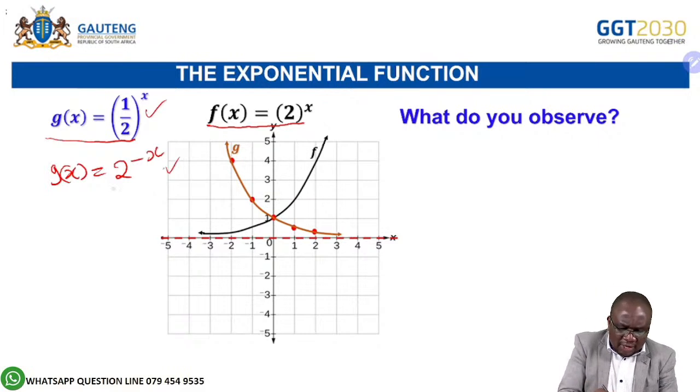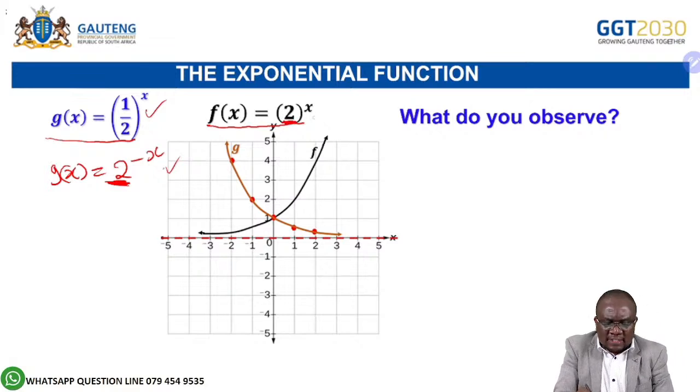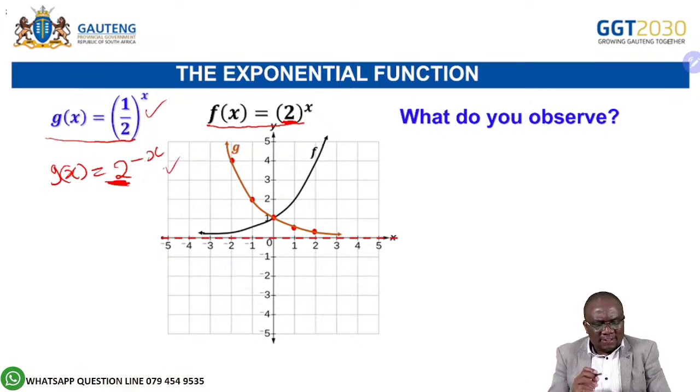Now the bases are the same. I want us to compare the bases here. This base and this base are the same. The only difference is that the exponent here is positive x, and the exponent there is negative x. What is the difference between the black graph and the brown graph, g of x and f of x? What do you observe? Anything is an open-ended question.